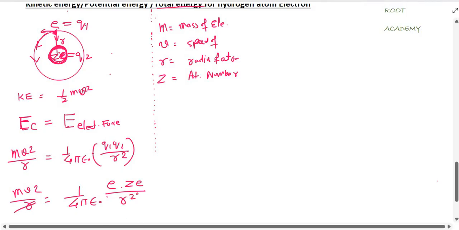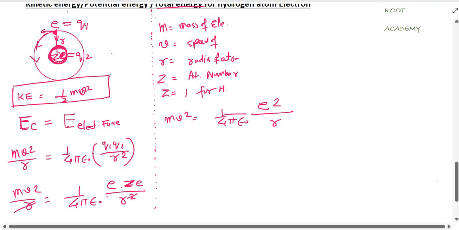Okay? R is this, and one power of r is cancelling. And for hydrogen, Z is 1, we will take only for the hydrogen atom, because that is the calculation we are doing. So it will be mv square equals 1 upon 4 pi epsilon naught into E square by r, because Z became 1. I hope you got it. This is mv square. But for kinetic energy, what do we need? We need half mv square. So can I multiply by half both sides?